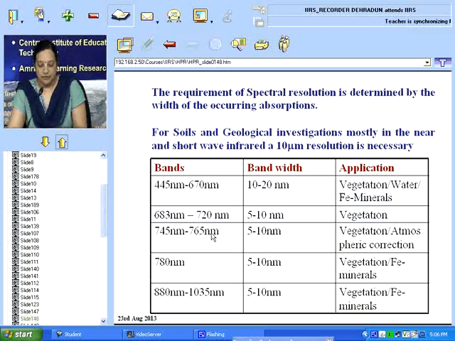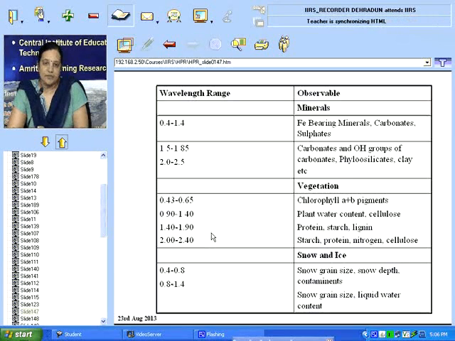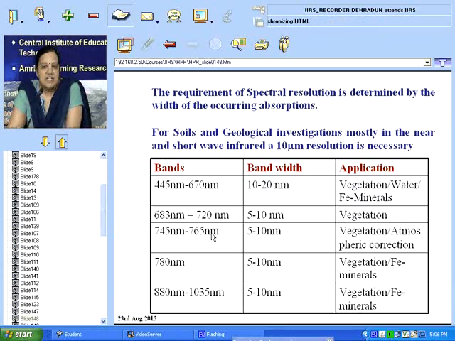That was, in broader terms, the different wavelengths suitable for identification of different types of features. Then the requirement of the spectral resolution, or what we call the sampling interval, is needed for different types of features. So for soils and geological investigation, mostly the near and the shortwave infrared is of prime importance, with a resolution of 10 nanometers. Nanometer resolution is necessary. For vegetation, we can have a range from the visible to the infrared with an optimum resolution again of 10 to 20 nanometers, and in some cases 5 to 10 nanometers.